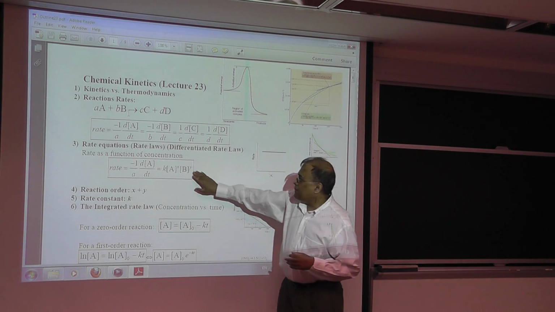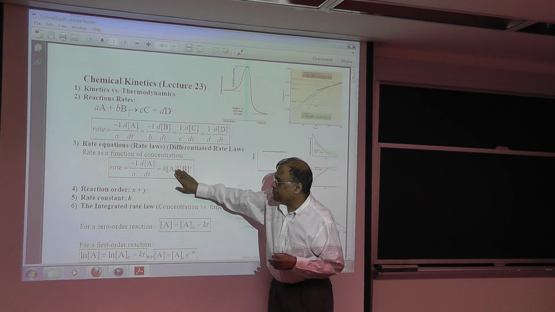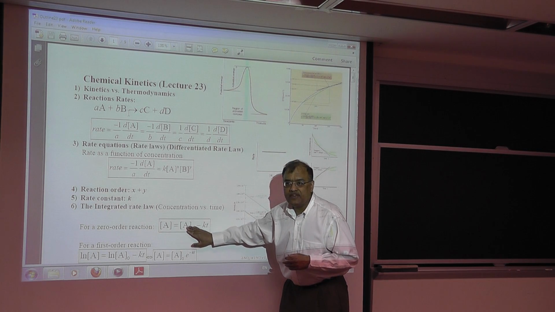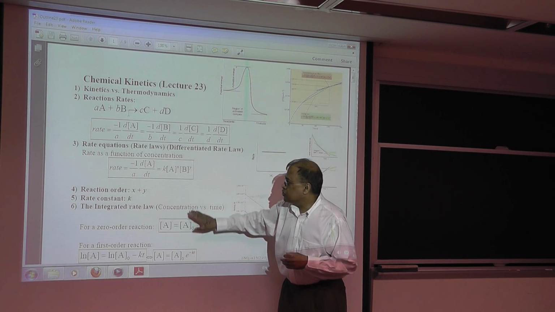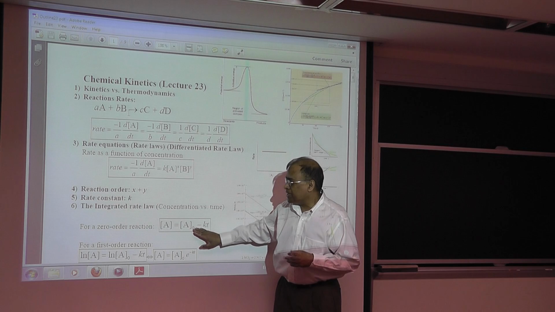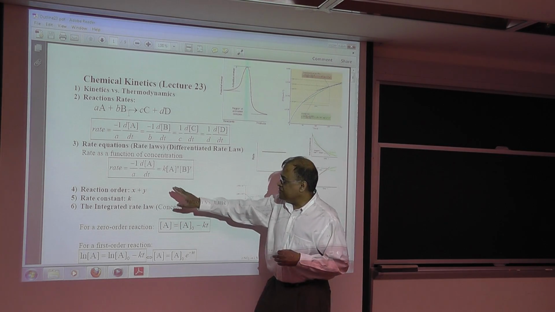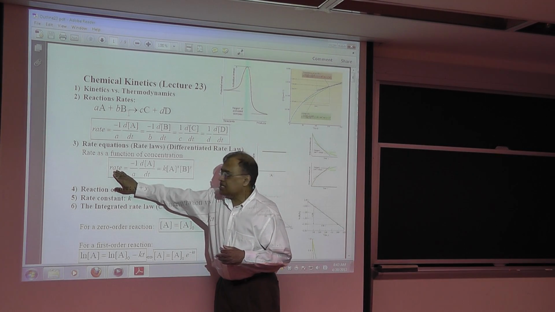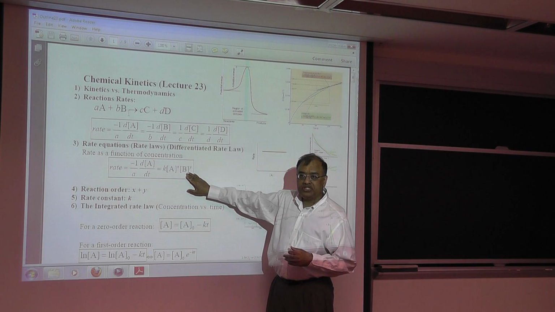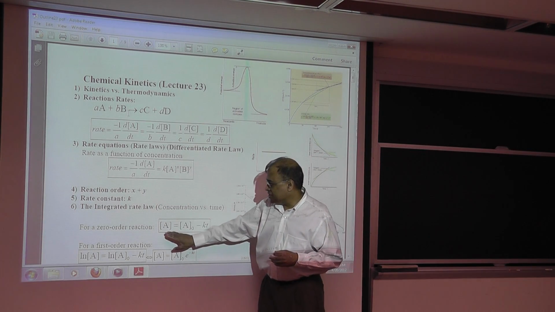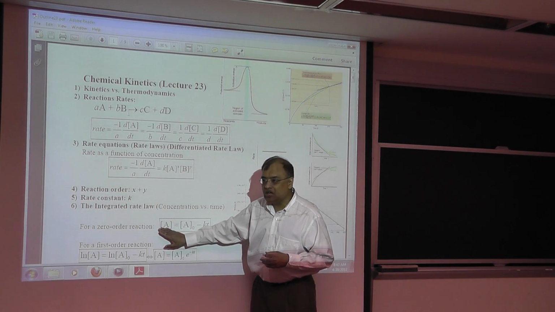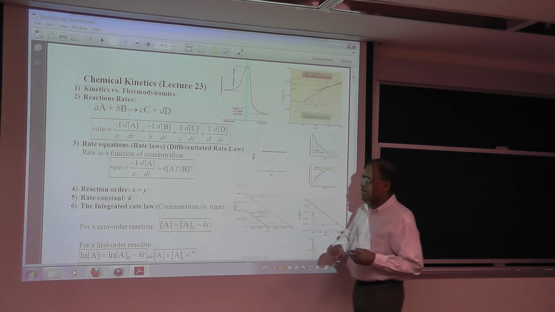So this is an example of a differentiated rate law. This is an example of an integrated rate law. You go from a differentiated rate law to an integrated rate law. A differentiated rate law tells you how the rate depends on concentration. The integrated rate law tells you how the concentration depends on time.